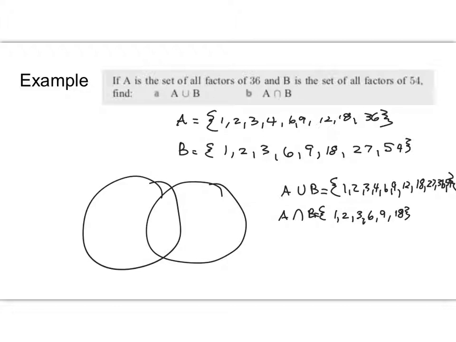If I draw a Venn diagram to represent this, I have in my overlapping part 1, 2, 3, 6, 9, and 18. Out here in my set A, I would have 4, 12, and 36, and in set B, I would have 27 and 54. And that should do it.